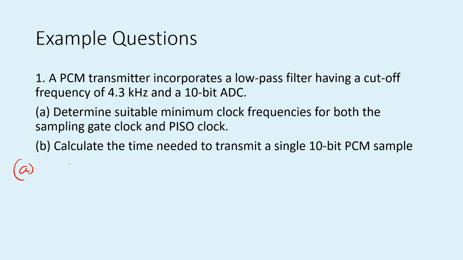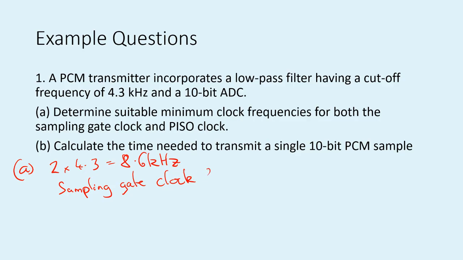So part A, minimum clock frequencies for both sampling gate clock and PISO clock. Well, we know that the maximum information signal is 4.3 kilohertz. Can't be any bigger than that. So if we double that, we get 8.6 kilohertz. Now our sampling gate clock frequency must be bigger than this 8.6 kilohertz. So let's just round upwards, always round upwards if you're doing this. If you round down, you're not greater than 2 times. So let's say 9 kilohertz.